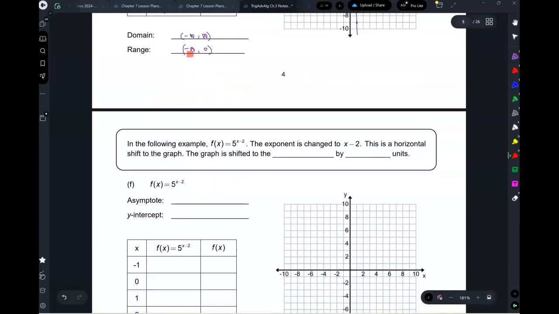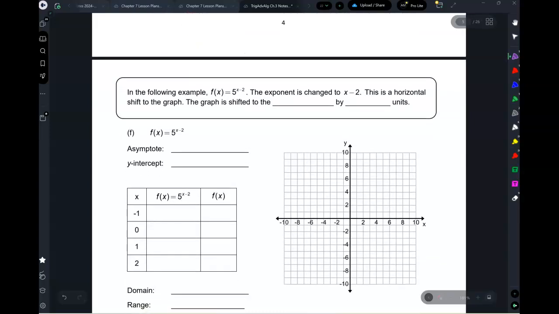All right. Now, so that's if you had a factor of a in front. Now, what if you have a horizontal shift, right? Well, take a look at this one. In this example, we have 5 to the power of x minus 2. The exponent is no longer x. Now it's x minus 2, right? The exponent has changed. That means this is a horizontal shift to the graph.